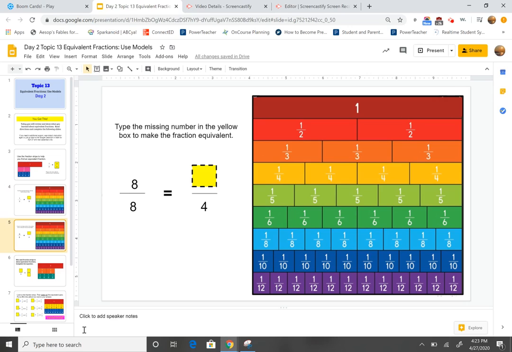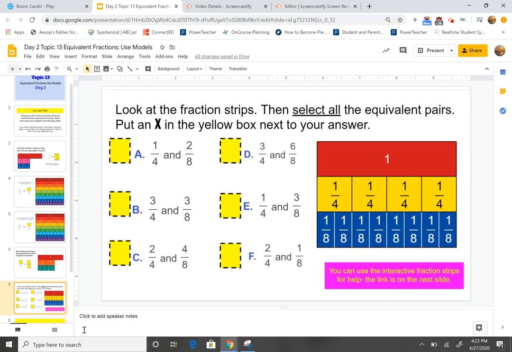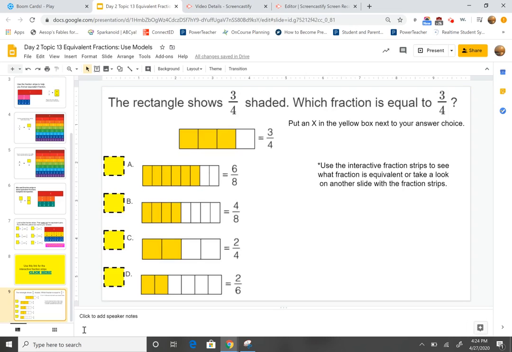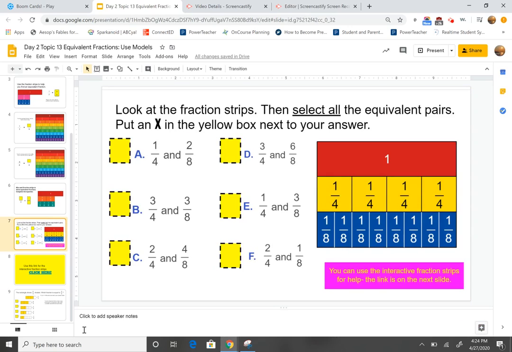These are very similar to what you saw yesterday. One of the things I do include is the fraction strips because these are the interactive ones. You might like to use them with this slide or when you want to go back and check certain things. Following this activity will be kind of like a quick check, and that is where we're going to be using the Boom cards.